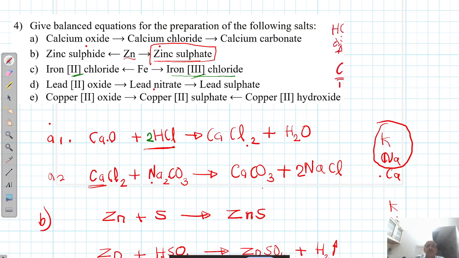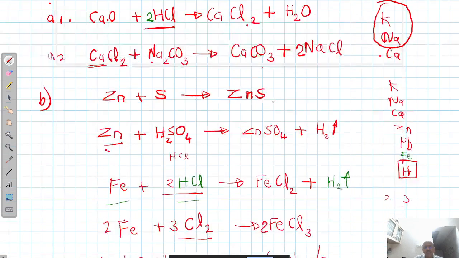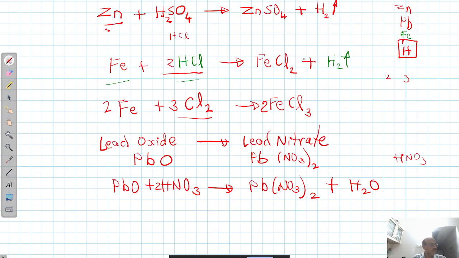Now let us go to the other one: from lead nitrate to lead sulfate. You got lead nitrate, Pb(NO3)2, already. Now from Pb(NO3)2, you have to get PbSO4, which is lead sulfate.